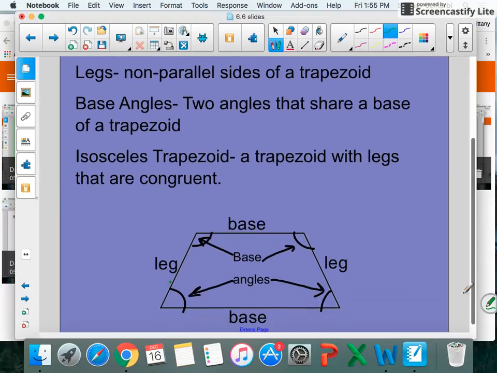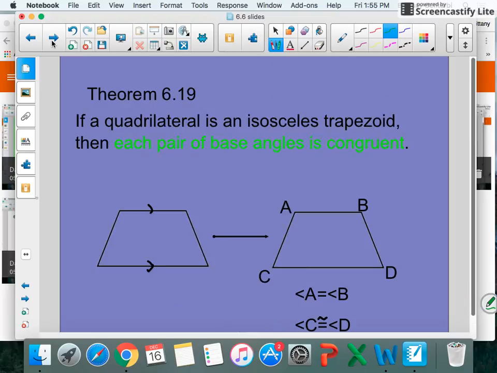Down here we have a picture of an isosceles trapezoid. An isosceles trapezoid is a trapezoid with legs that are congruent. Again, you're given the bases, and those are parallel. Then you have legs, and the legs are congruent for an isosceles trapezoid. And then you have base angles, which are all the angles that are formed inside. Each of these has properties that go along with them.